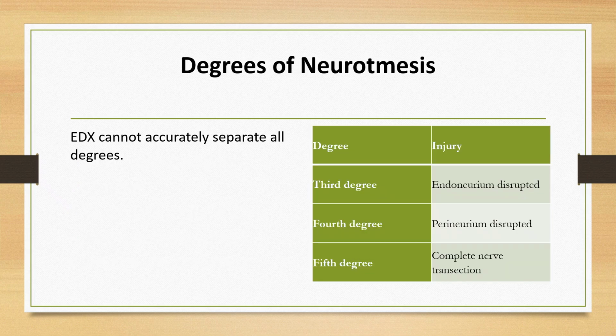Electrodiagnostic study cannot accurately separate all three degrees of nerve injury. The third one, neurotmesis, has been classified as third degree, fourth degree, and fifth degree. Third degree, the endoneurium is disrupted. Fourth degree, the perineurium is disrupted. Fifth degree, the complete nerve is transected.